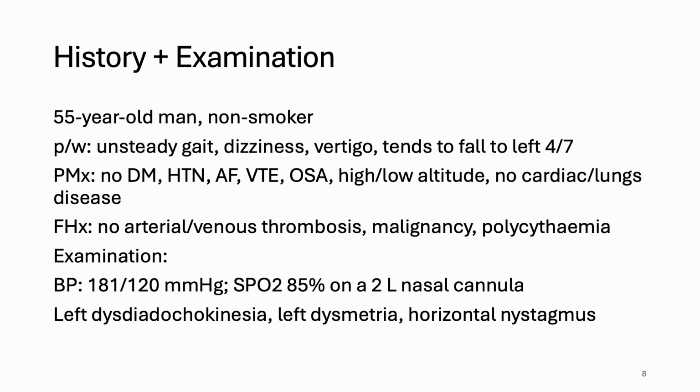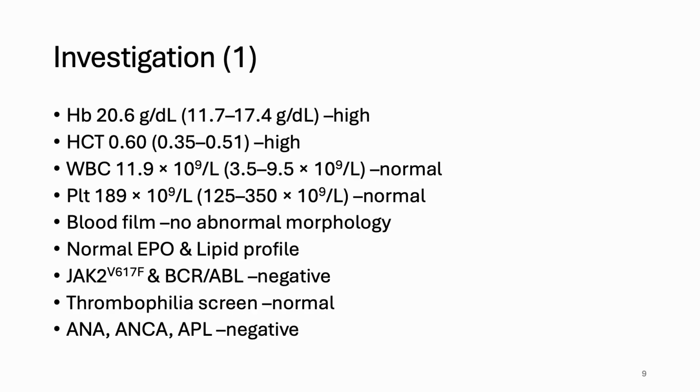In the family history, there's no arterial or venous thrombosis, there's no malignancy, no polycythemia. On examinations, the blood pressure was elevated and the patient was hypoxic, SpO2 of 85% on 2 liters of nasal cannula. He demonstrated left dysdiadochokinesia, left dysmetria, and horizontal nystagmus. The investigations of this patient confirmed that he has a polycythemia with a hemoglobin of 20.6, hematocrit of 60%. The white cell and the platelet was normal. There's no abnormal morphology from the blood film.